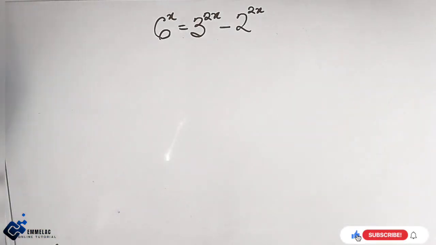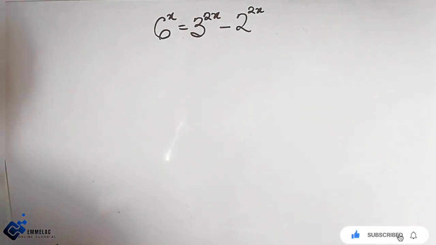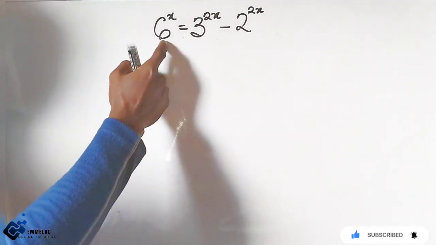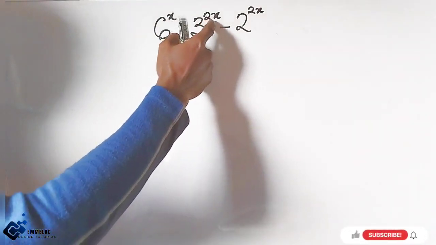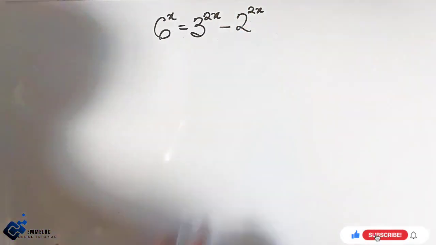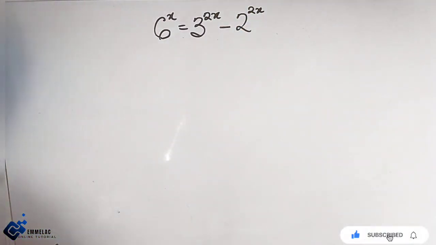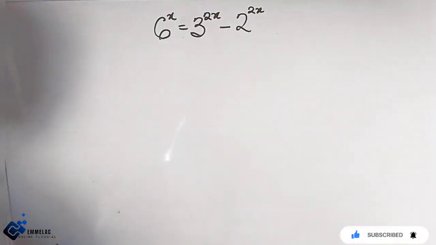Now before us is this exponential equation that requires us to find the value of x, where you have 6 raised to the power of x equals 3 raised to the power of 2x minus 2 raised to the power of 2x. You can see from the equation that they all have different bases. How do we start with this?